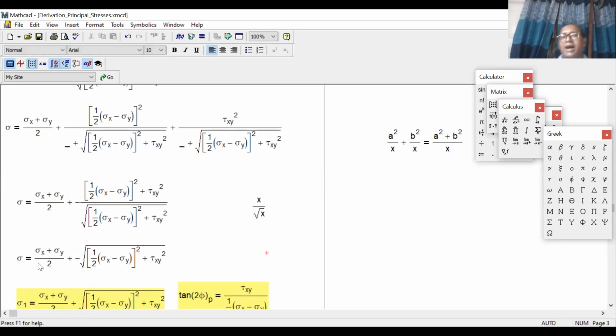So this is sigma equal to (sigma x plus sigma y) by 2, and this is the plus minus. I was not able to put the plus minus in this way in this program. Normally you put the plus sign, and immediately below it the minus, right? So one time you use the plus sign, you get sigma 1. One time you use the minus sign, you get sigma 2. So what do you see? For the same angle, you are getting 2 sigmas. One is sigma 1, the other one is sigma 2. That we already showed you.